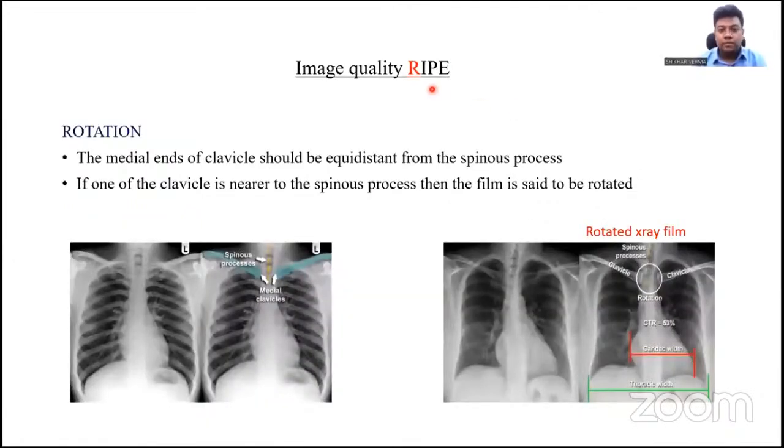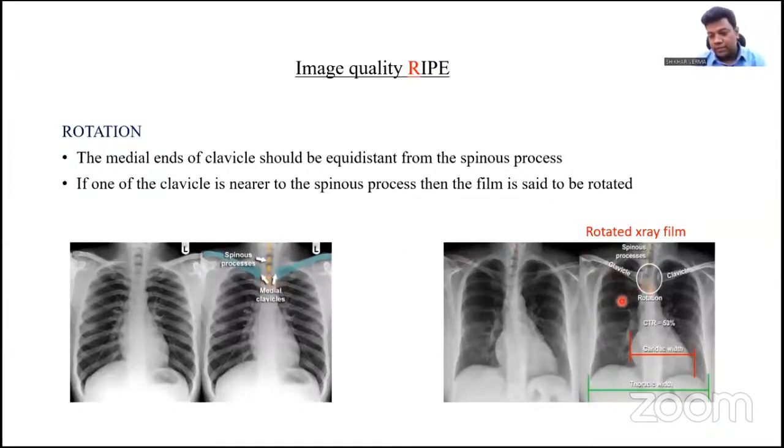Now comes the image quality part, R, which stands for rotation. Rotation can be told by whether the spinous processes are at equal distance from the medial ends of the clavicles. These are the spinous processes and these are the medial borders of the clavicles. If these are at the same distance, then the image is said to be not rotated.